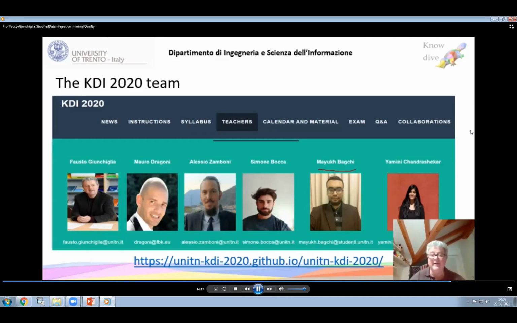But also Yamini, who is a master student of ours. She graduated in computer science, but she is again from Bangalore. It seems that Bangalore does seem to have a special attraction to me. Anyhow, this is the KDI team.